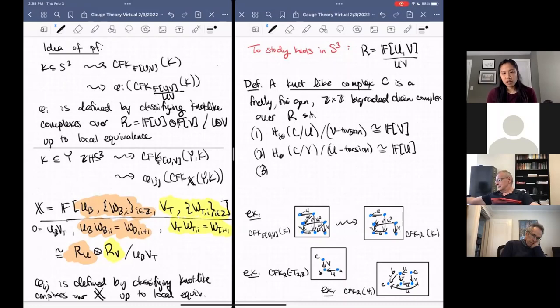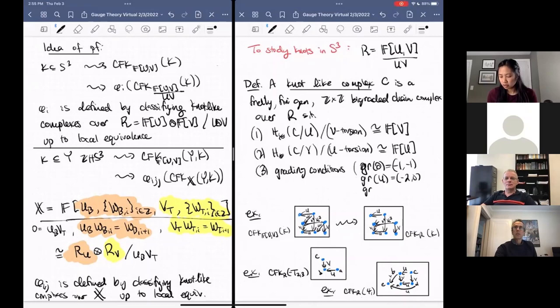And we also have some grading conditions on the chain complex. So for example, the differential has degree (-1, -1) in the bigrading. The grading of the U variable is (-2, 0). The grading of the V variable should shift gradings by (0, -2). And we also want that this first isomorphism respects one of the gradings, and the second isomorphism respects the other grading. And again, these conditions are motivated by the knot Floer complex of any knot inside of S3.